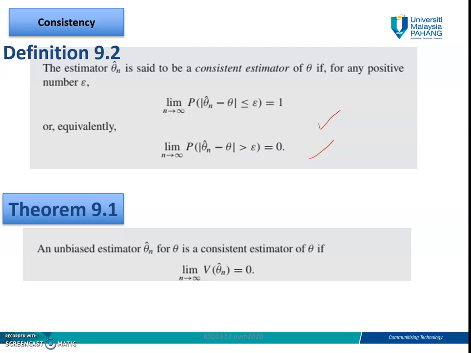Alright, so what is important here is that when the variance of theta hat n, in the limit as n goes to infinity, gives you 0, that means the estimator is consistent.